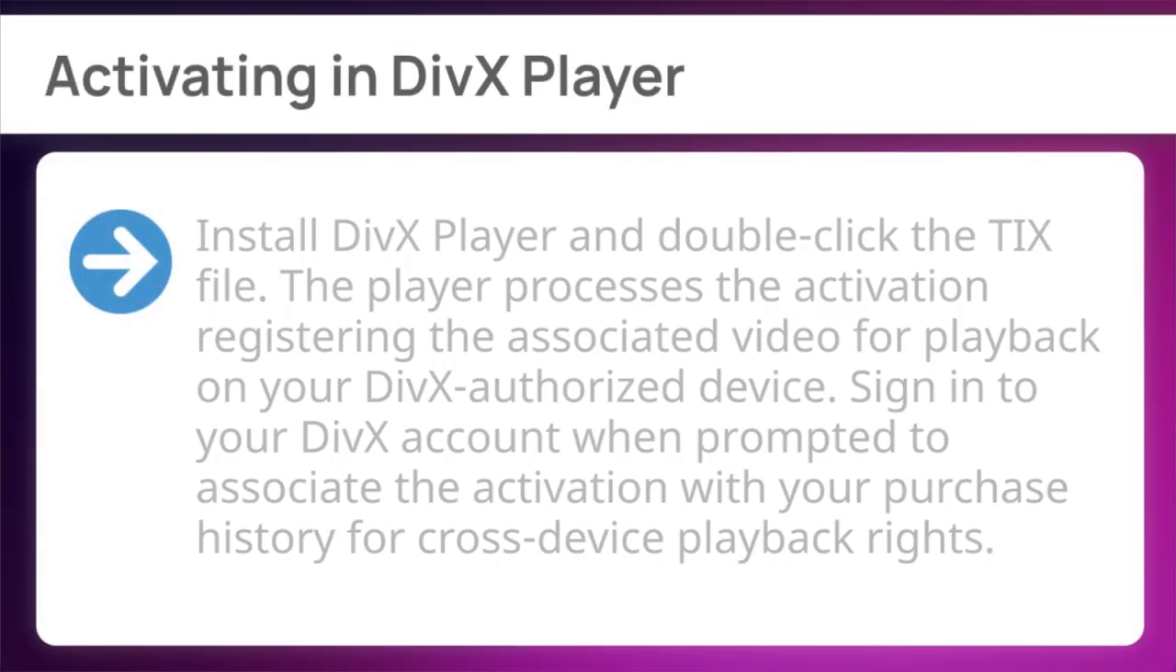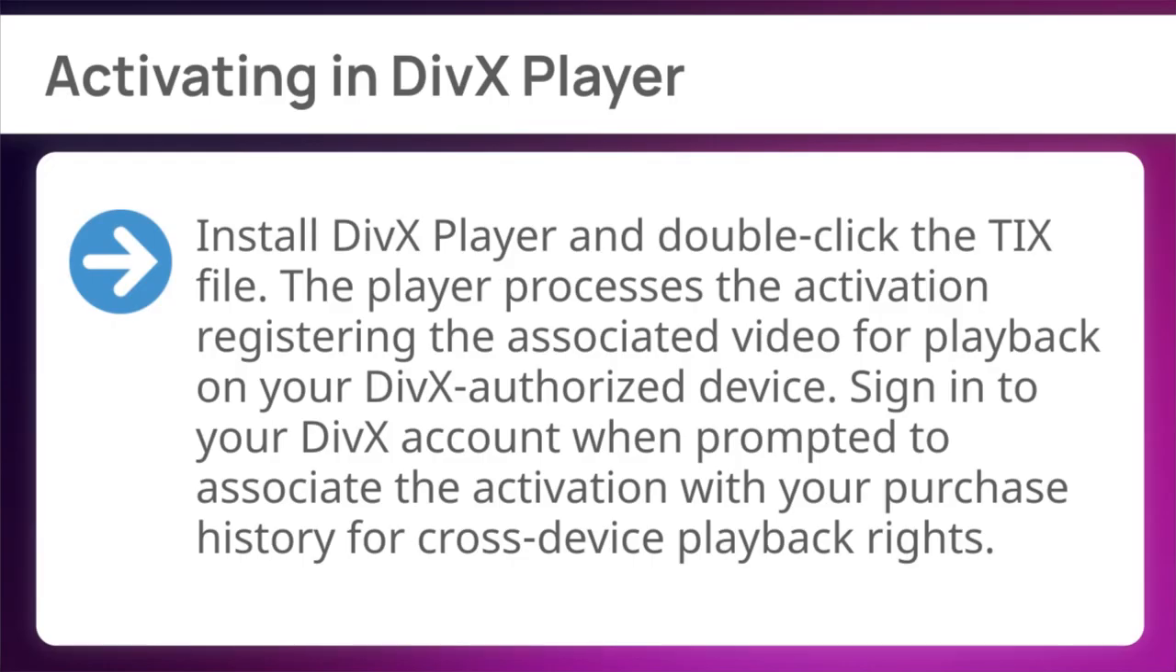First, activating in DivX Player. Install DivX Player and double-click the TIX file. The player processes the activation, registering the associated video for playback on your DivX-authorized device. Sign into your DivX account when prompted to associate the activation with your purchase history for cross-device playback rights.